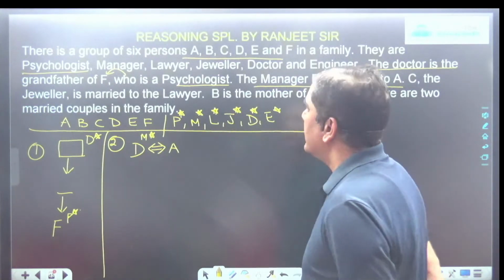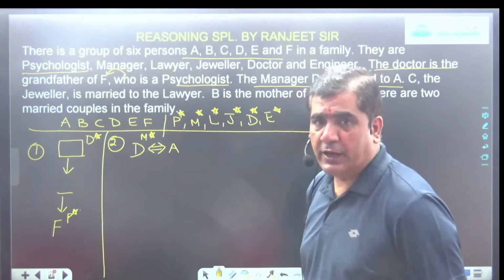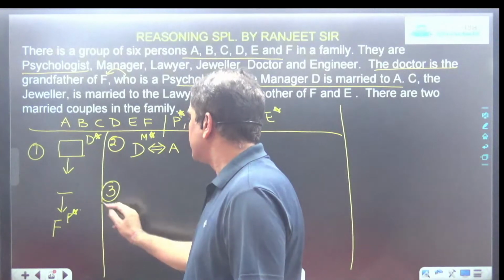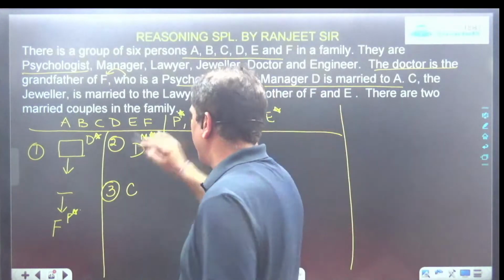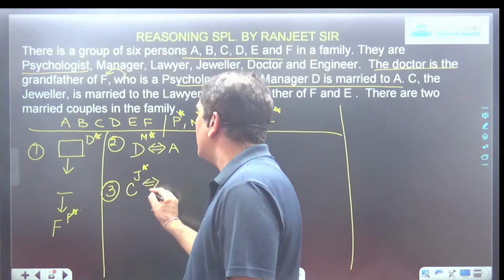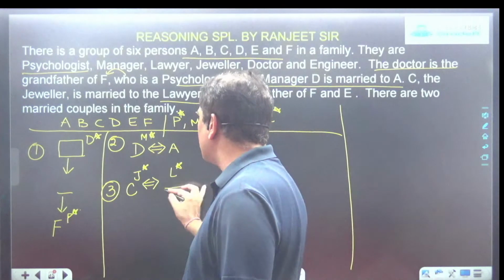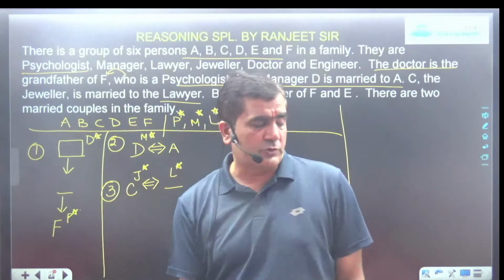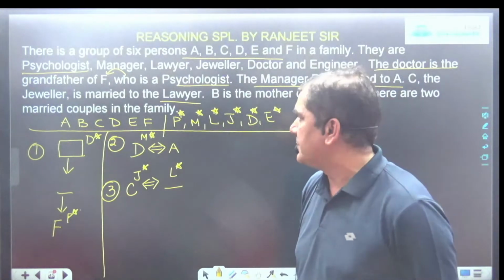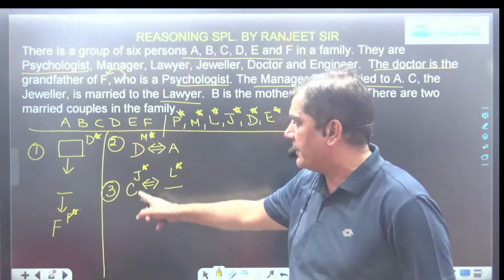Okay, next one. C, the jeweler, is married to lawyer. So here they are saying C, who is jeweler, is married to lawyer. Third one. C, the jeweler, is married to lawyer. I don't know who is lawyer, A, B, C, D, E, F. Who is lawyer? I don't know. So just leave it as it is. Who is male, who is female, not given to me. Leave it as it is. So till now I have read 3 statements, so I have plotted 3 family trees.